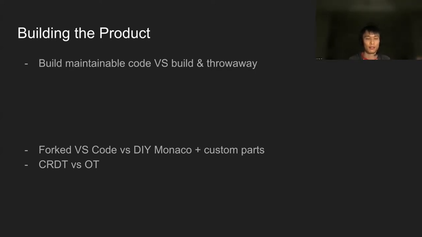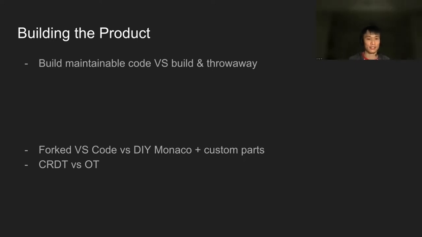So one of the considerations we had was: should we fork VS Code, or should we just make a DIY Monaco? Monaco is the editor that VS Code is based on, and we'd strip the other custom parts out of it.